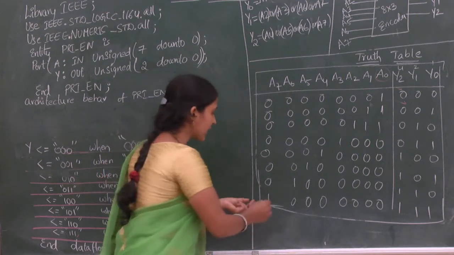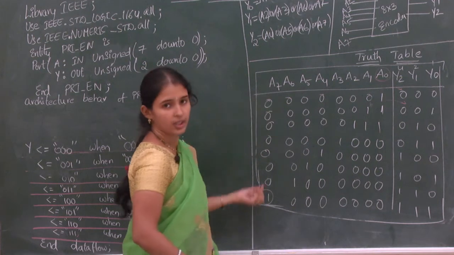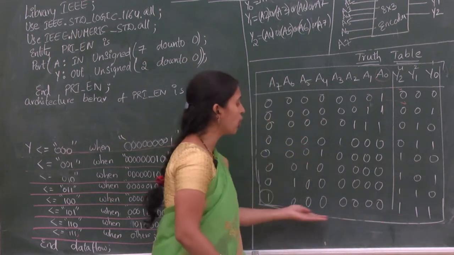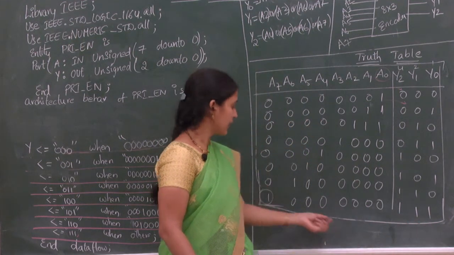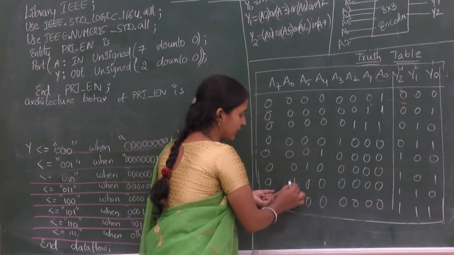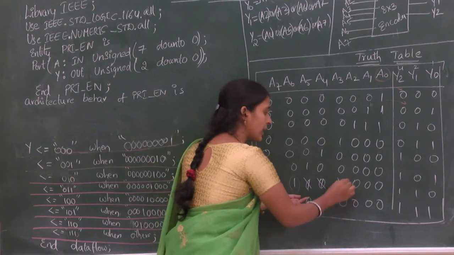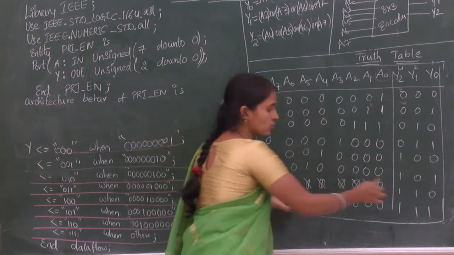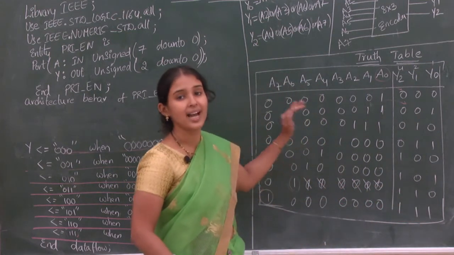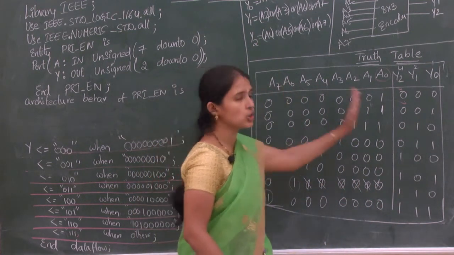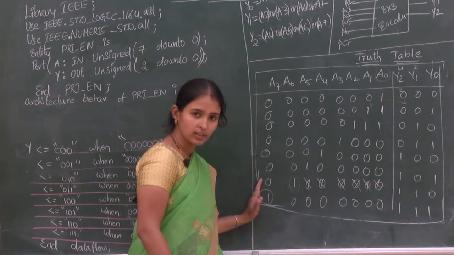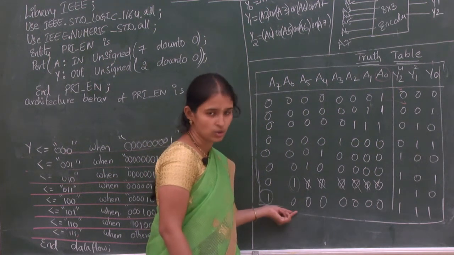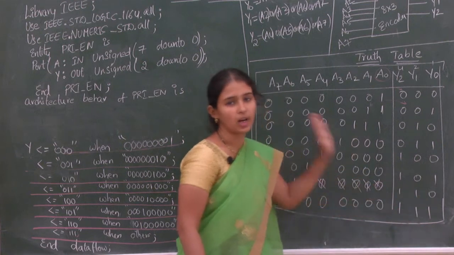Priority encoder means it will check the highest priority first. If suppose A7 is high, it will provide 1, 1, 1 irrespective of all other inputs. Again, if A6 is high, irrespective of any other input, even though it is 0 or 1, it will provide 1, 1, 0. That means highest priority. It will check from the highest priority.